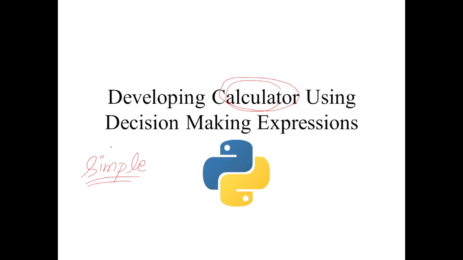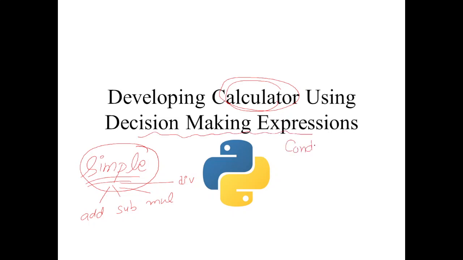But what we have learned so far, that is called a simple calculator, which can perform addition, subtraction, multiplication, and division. These four operations, and we are using decision making expressions, which are also called conditional statements, and arithmetic operators, which are plus, minus, multiply, divide, to make this calculator. This is very simple, and this video is for the practice of those who want to learn and practice so many examples in Python programming.